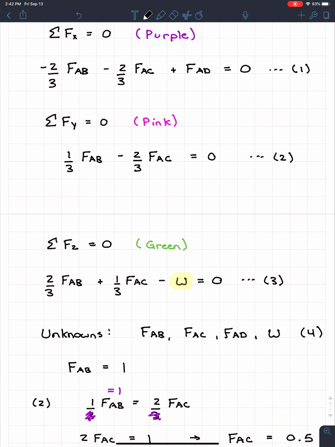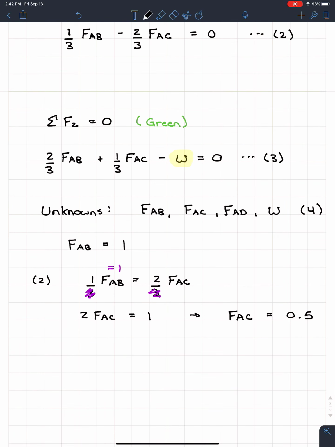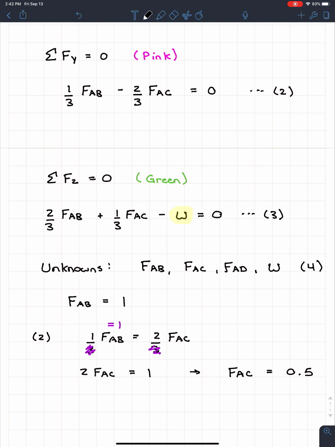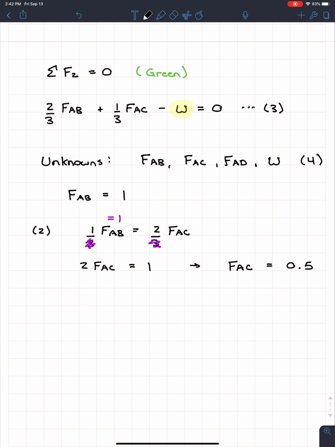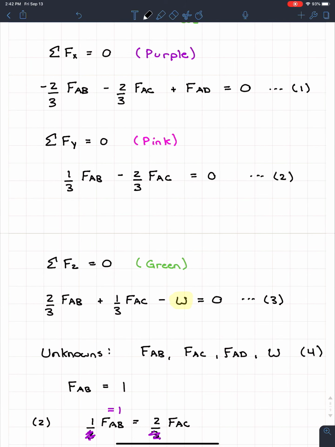And the reason why is we need FAD. We don't need it to solve for the weight, but we need to verify that FAD will be lower than FAB. Because what happens if we solve for the weight and we'll get a value, of course. But then if we solve for FAD and that one turns out to be the critical force, the one that breaks first, everything changes.